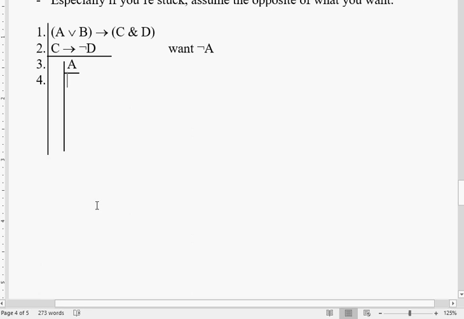Now, having assumed A here, I want to note that it's for reductio, and that is my reminder that I want to now try to prove a contradiction. It could be A and not A, B and not B, D and not D.